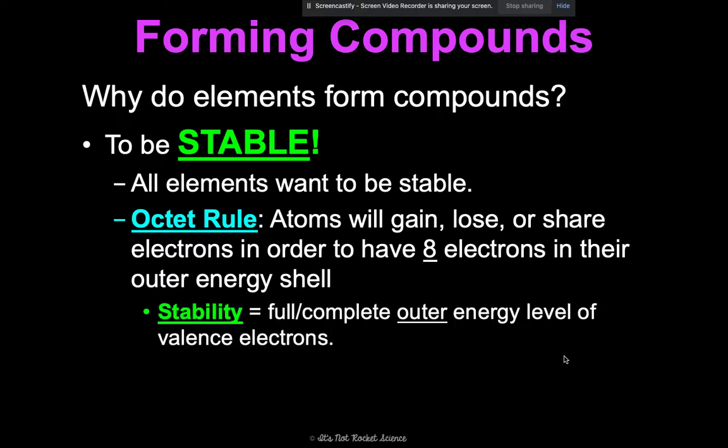So this is called stability. That means they have a full and complete outer energy level of valence electrons. That's why I introduced valence electrons earlier in the previous unit, because it has to do with having that fulfilled and being stable when we get into bonding. 8 is for every element except for hydrogen and helium. That is very important to remember. Hydrogen is atomic number 1 and helium is atomic number 2. Hydrogen doesn't have room to fit 8 valence electrons. Helium doesn't either. It's fine with having 2. So those are the 2 exceptions to our octet rule.